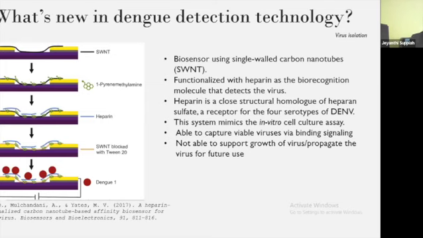But what is the problem with this system? It is not able to support growth of the virus. Obviously, you can't propagate the virus for future use. You can only detect it, so it stops there. So that is a new innovation that could possibly replace the in vitro cell culture assay, but with certain limitations.